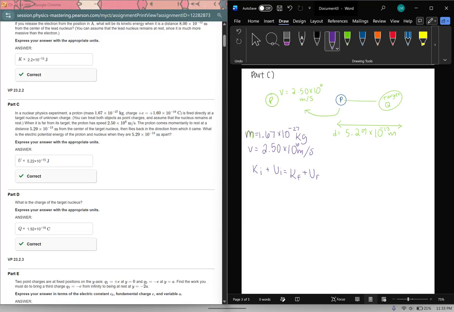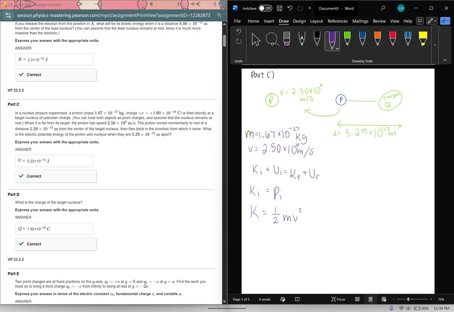When the proton is very far away, the electric potential energy is approximately 0. At the closest point, the proton speed is 0, so the final kinetic energy is also 0. This leaves us with the initial kinetic energy equal to the final potential energy. I believe that's how it's going to be. The kinetic energy equation is K equals 1/2 mv squared, so it's mass and then speed squared, times half.